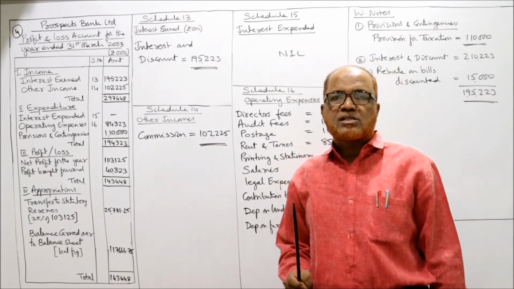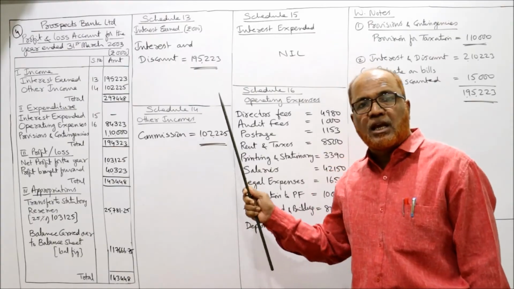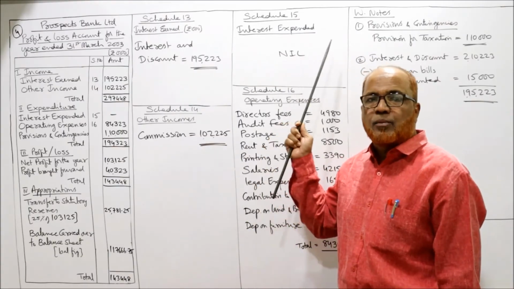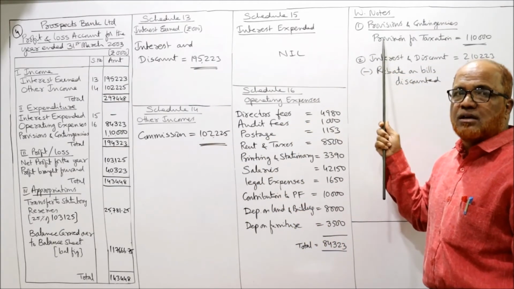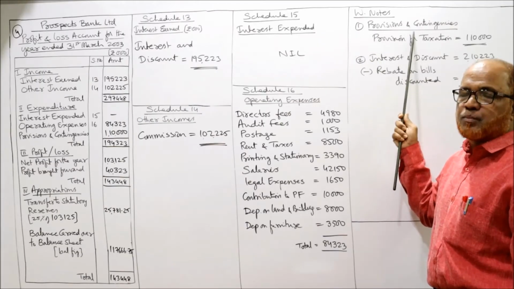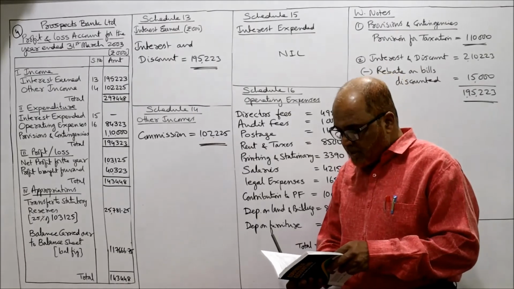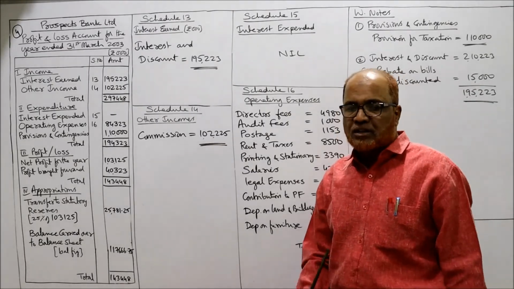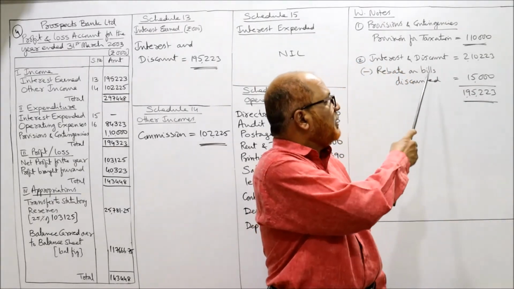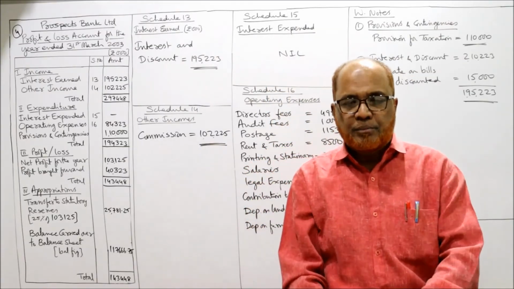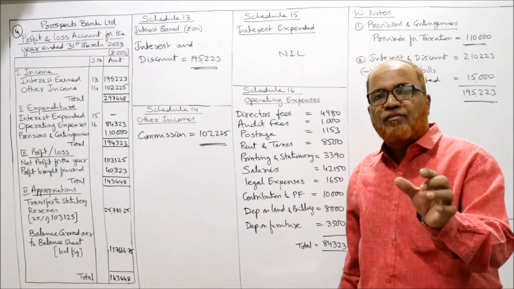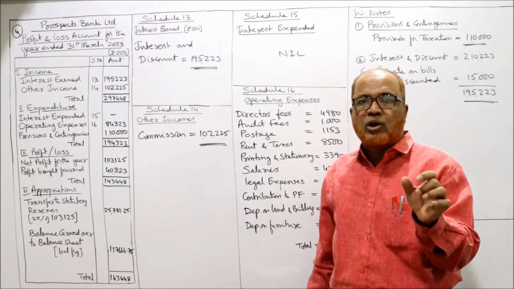The provision for taxation will not be taken in any of the schedules. It will be taken under provisions and contingencies. In the working note, you should write provisions and contingencies. Under that, provision for taxation, 1,10,000. Rebate on bills discounted, 15,000: already we have deducted it from interest and discount. The problem is over. Now we simply find the total in each and every schedule.